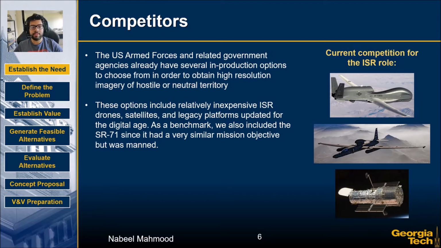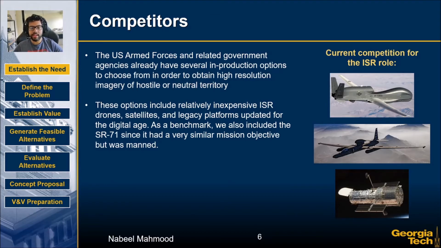So there's the traditional platforms, like on the right you see the RQ-4 Global Hawk, that's persistent surveillance and it's unmanned. Then there's also the U-2, which is high altitude surveillance and also tactical battle space awareness. That's manned. And then you have the alternate solution to this entire problem, which is satellites. That's an example of what the KH-11 spy satellite might look like. It's a very highly classified program, but obviously it's designed to give you intel on hostile territory. So there are in-production options, as I've mentioned here, but none of them are necessarily designed to meet the requirements that we've been given.